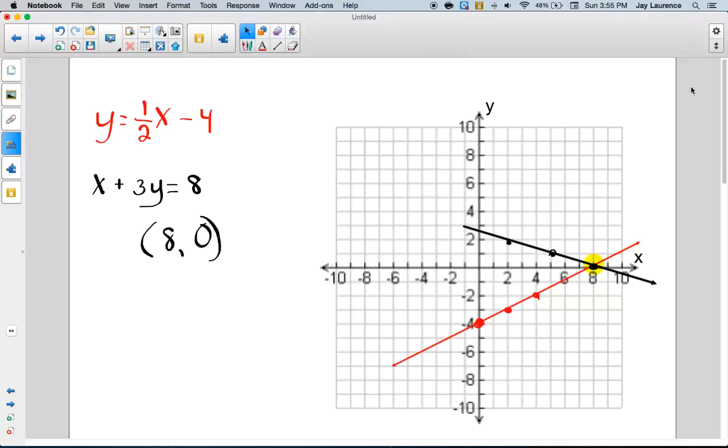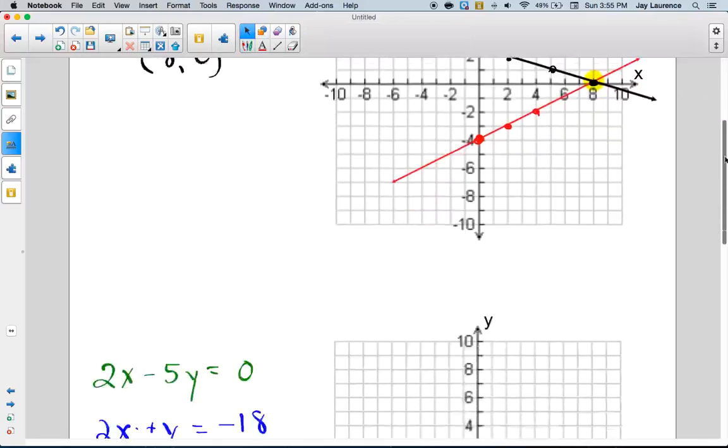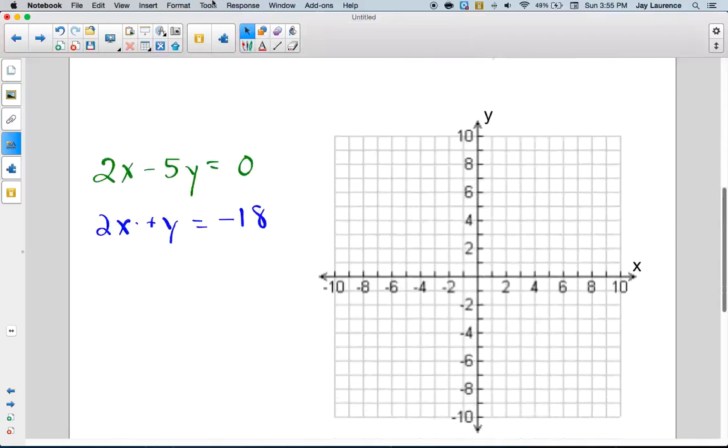But you have to understand how to graph to be able to do it. All right, here's two more. Uh-oh, I don't think that's supposed to be 0.